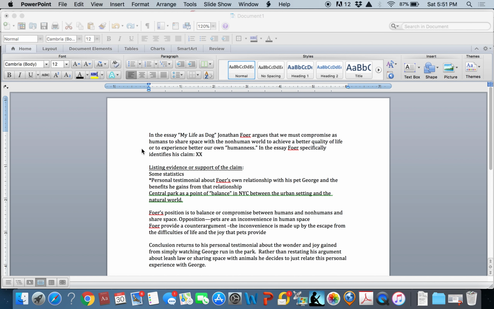Notice that I'm not arguing the point. I'm not jumping into the argument about leash laws or about whether or not we should share space. I'm looking at how Four builds his argument, what his claim is, and whether or not he has built an argument to effectively persuade his audience of his overall claim. Hopefully this example helps you to see how to analyze a text, and in this case, an argument.